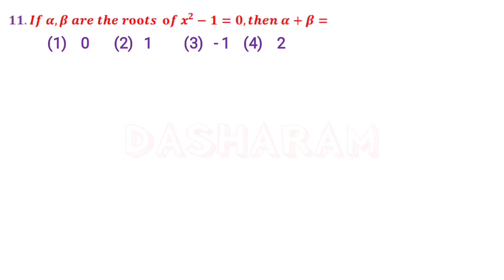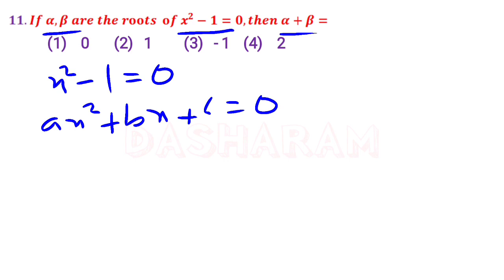If alpha and beta are roots of x square minus 1 equals 0, then alpha plus beta equals how much? So compare with the standard form of a quadratic equation. The x square coefficient is a, so then a equals 1.